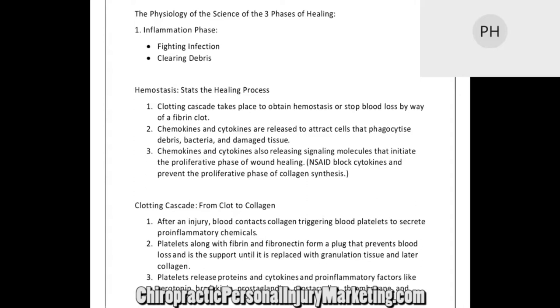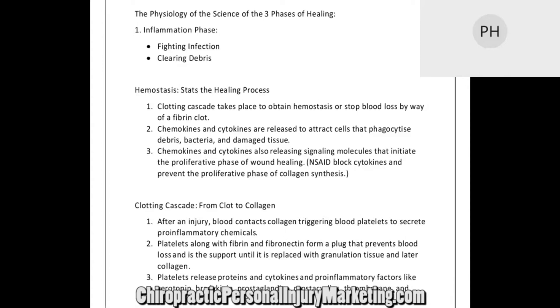Some of these words are important, like cytokines, fibrin. Okay? Chemokines and cytokines are released to attract cells that phagocytize debris, bacteria, and damaged tissue. So these are some important words. Chemokines and cytokines also release signaling molecules that initiate the proliferative phase of wound healing. Now this is really important. NSAIDs, non-steroidal anti-inflammatories, block cytokines and prevent the proliferative phase of collagen synthesis.